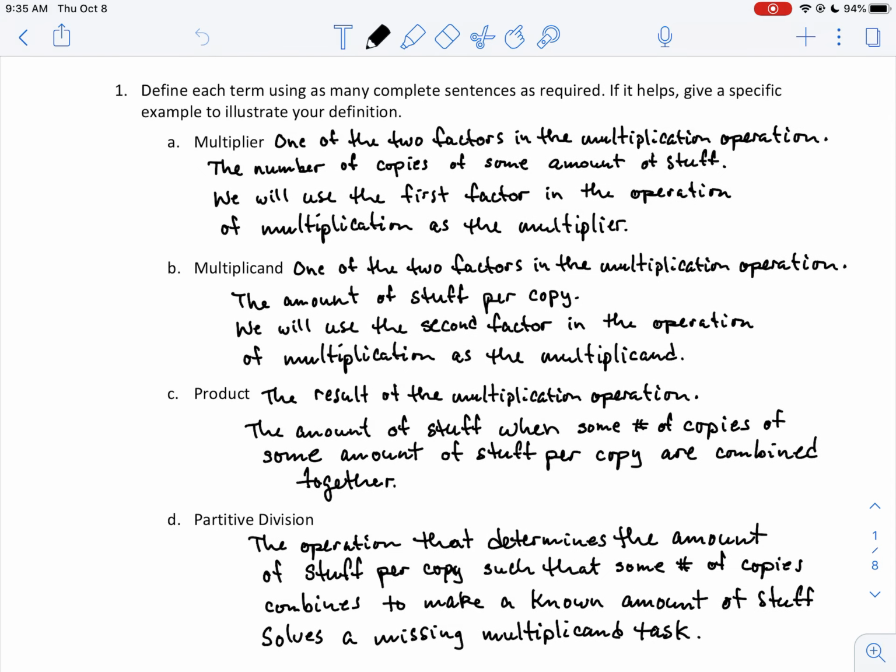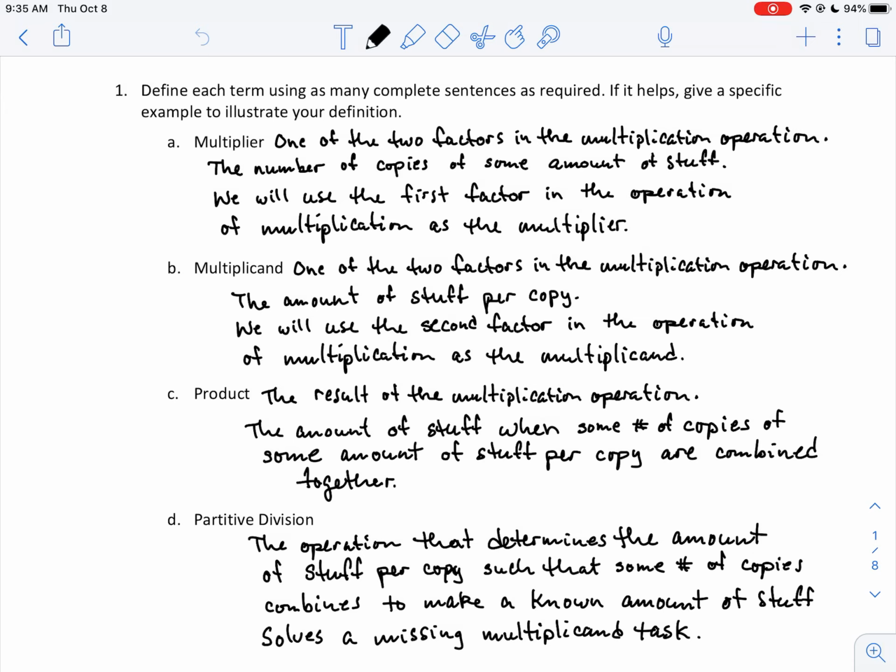Define each term. So the multiplier, I defined it this way. It's one of the two factors in the multiplication operation. It's the factor that represents the number of copies of some amount of stuff. And I also mentioned here that we will use the first factor in the operation of multiplication as the multiplier. That'll be our default assumption.